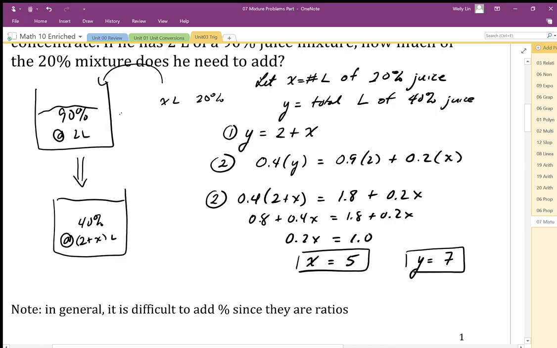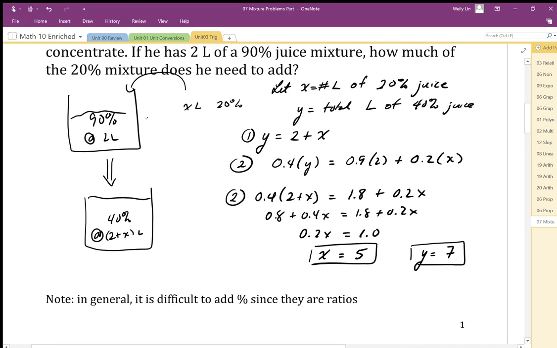Okay, I think the question was asking how much 20% mixture does he need to add? He needs to add 5 liters. So just to show you where these different parts are, this represents that amount, so that's my 1.8. This represents down here the 40% with the total amount. And then this 0.2x, the x liters that I add at 20%, is the amount that was added in. Okay, so the green plus yellow gives me the blue.